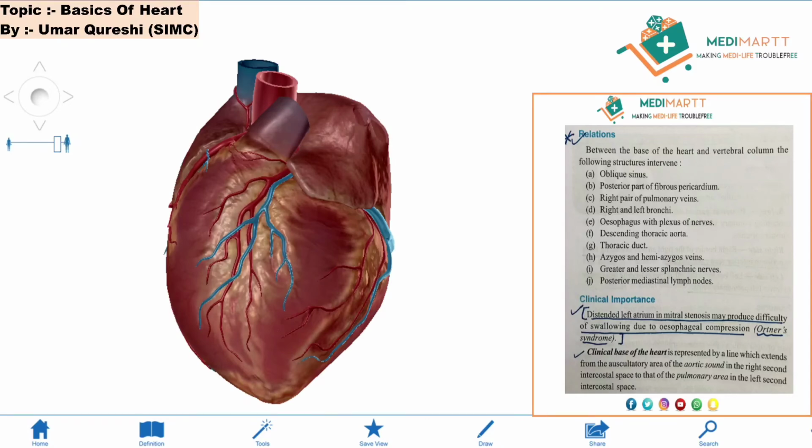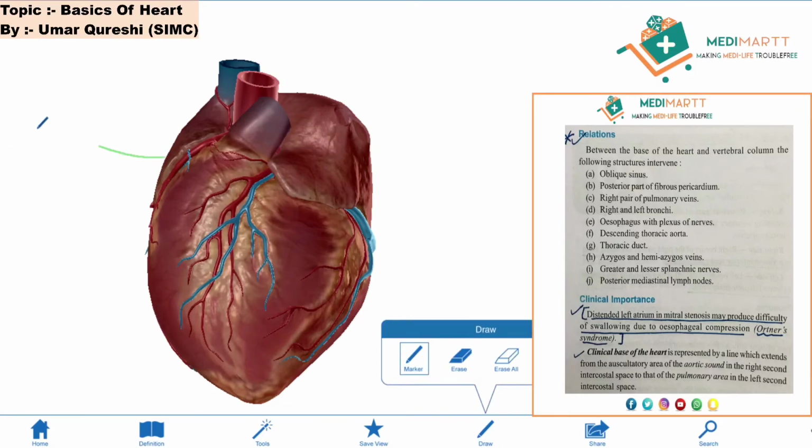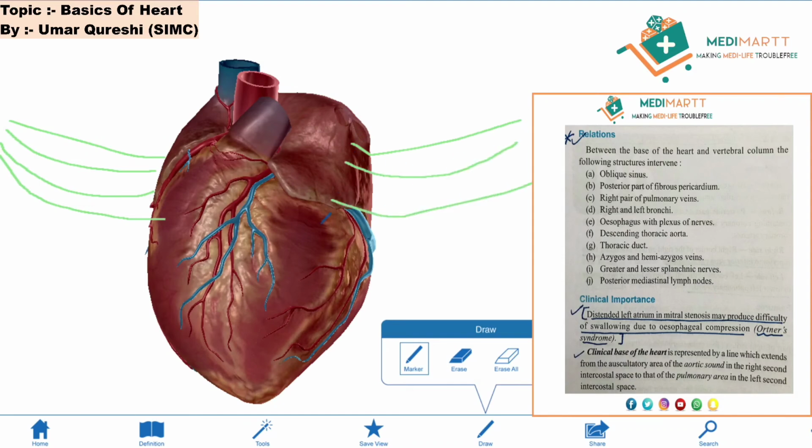As we know, the ribs are present on both sides of the heart, so assume that these are the ribs, and this is the second intercostal space. If you don't know what the second intercostal space is, please watch our previous videos of the bone section; you can check the sternum video, maybe, where we explained the intercostal space. Both of these are the second intercostal space.